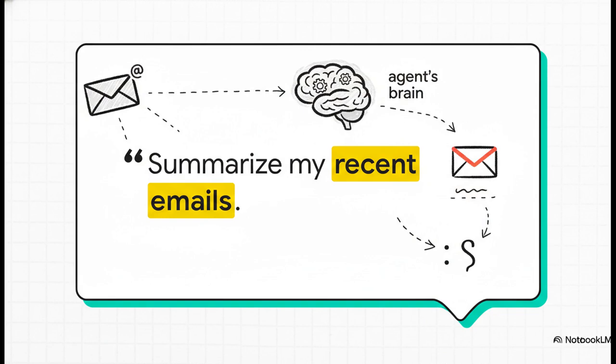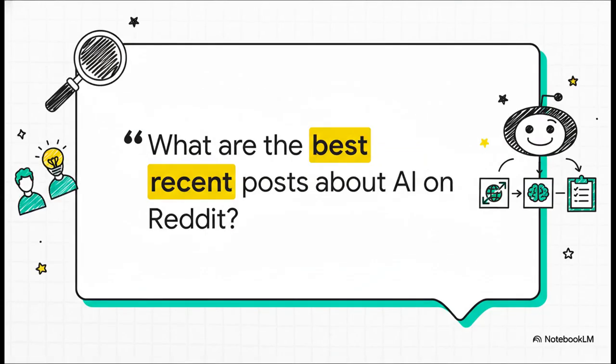So what can you actually do with this thing? Well, you could just ask it, hey, summarize my recent emails for me. The agent's brain understands your request, knows it needs to use its Gmail tool, and then gets to work reading your inbox and spitting out a summary for you. But you can go way beyond that. You could ask it something like, what are the best recent posts about AI on Reddit?